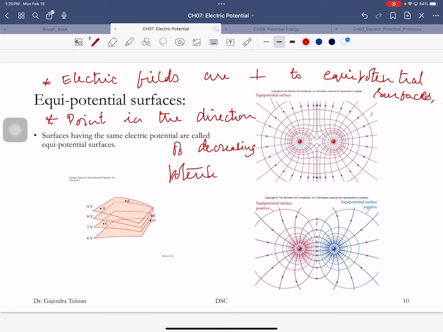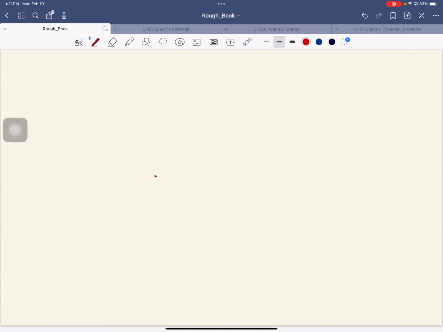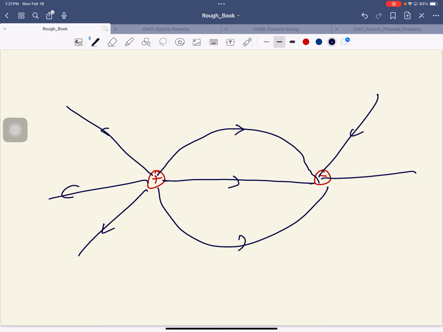Okay, so we'll use this to do a lab. What we'll do in lab is map these electric field lines. So this is what we'll do, maybe next lab. We'll take a positive charge and a negative charge, and the field lines around this will look like that. And this is what you'll plot, okay, in lab. You guys understand that? Okay.